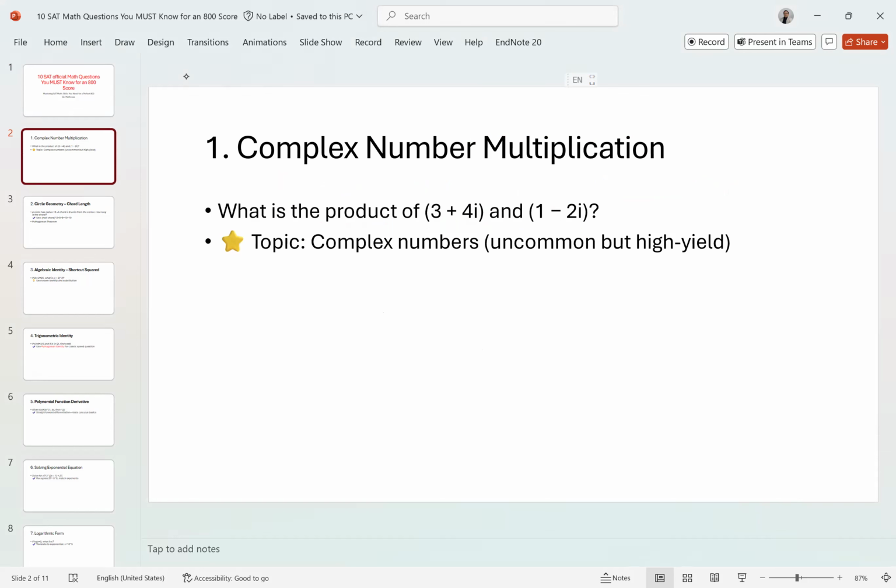The first question is complex number multiplication. We should always have such questions for each year, right? So what's the product of the two terms? Let's do this question together.